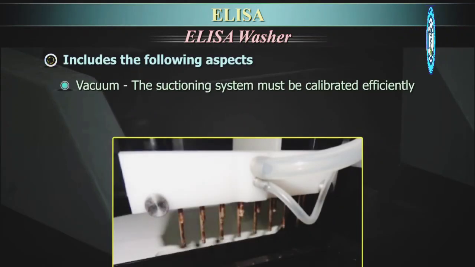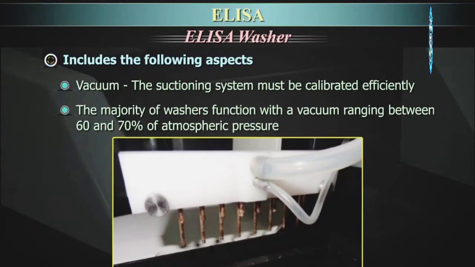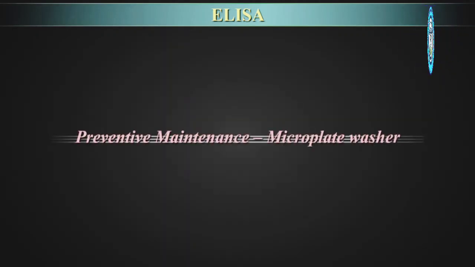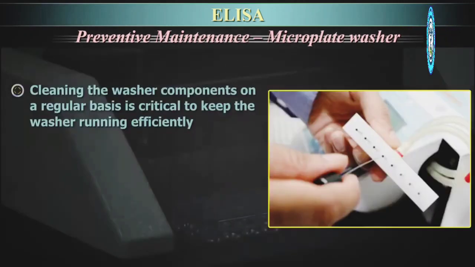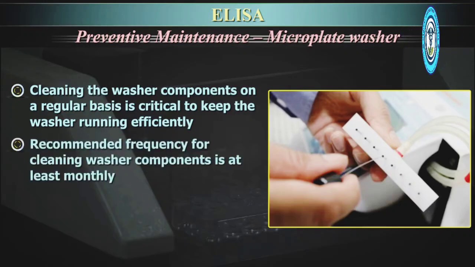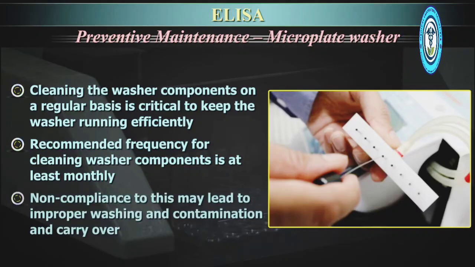Vacuum. The suctioning system must be calibrated efficiently. The majority of washers function with a vacuum ranging between 60 and 70% of atmospheric pressure. Preventive maintenance, microplate washer. Cleaning the washer components on a regular basis is critical to keep the washer running efficiently. The recommended frequency for cleaning washer components is at least monthly. Non-compliance to this may lead to improper washing and contamination and carryover.